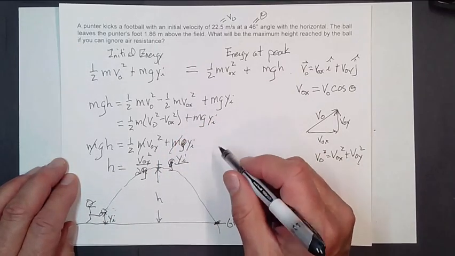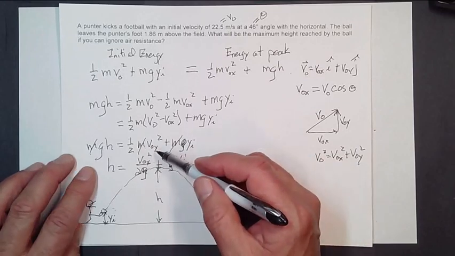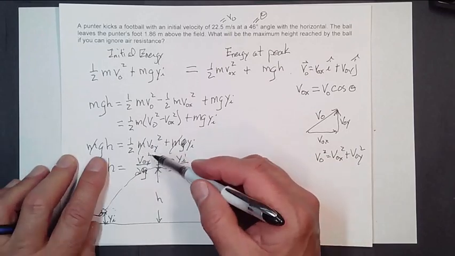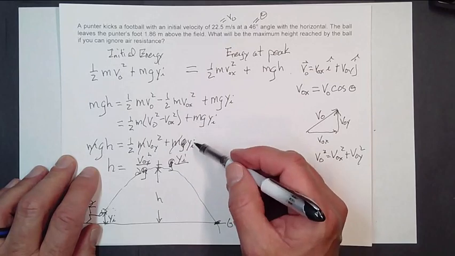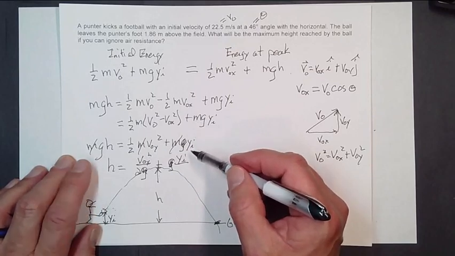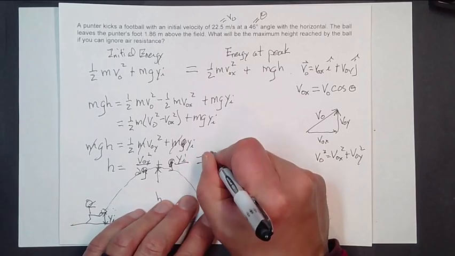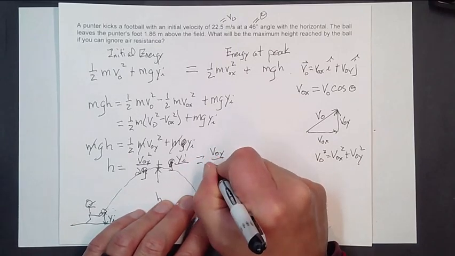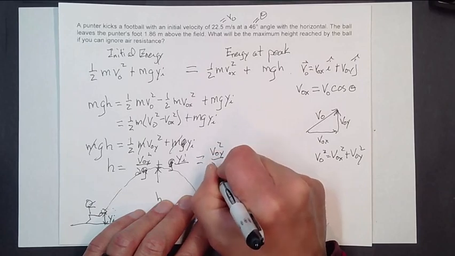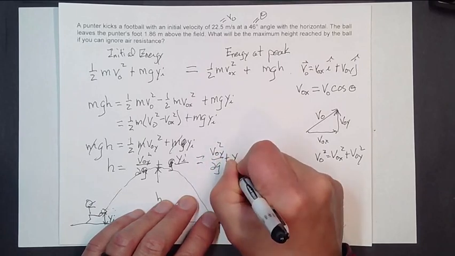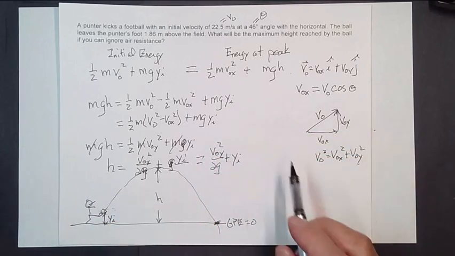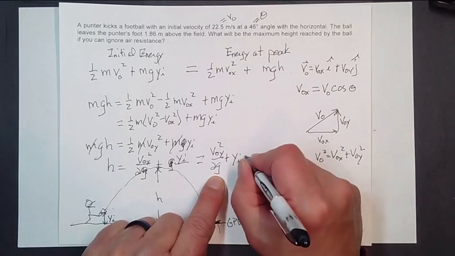Talking, writing at the same time. My occupational hazard. You know, it's squared over 2g. Yep. And y initial, yeah, just y initial. I'll rewrite that so it's not so messy. V naught y squared over 2g plus y initial. There we go. I can just plug in numbers now.